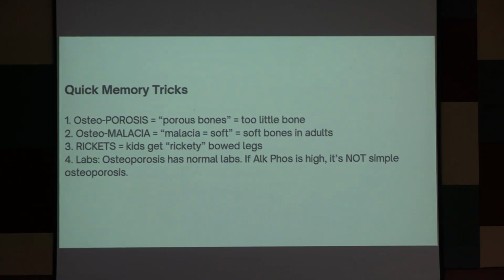Quick memory tricks. Osteoporosis is porous bone, too little bone. Osteomalacia means soft bones in adults. Rickets, you get rickety bowed legs. Osteoporosis has normal labs. If alkaline phosphatase is high, it's not simple osteoporosis. So, alkaline phosphatase is very important. There are 2 sources of alkaline phosphatase, one from liver and one from bone. One is heat labile and one is heat stable.